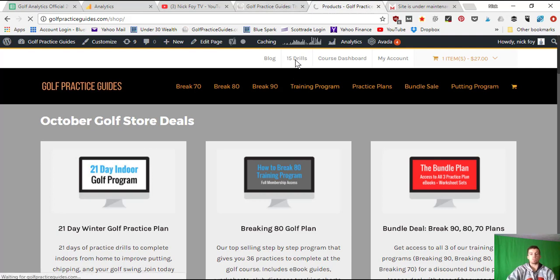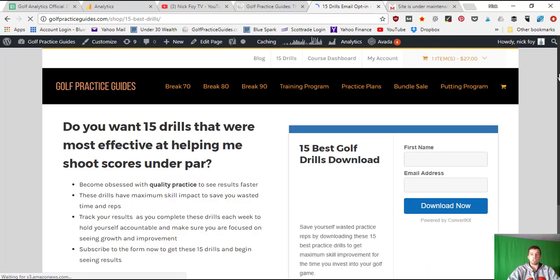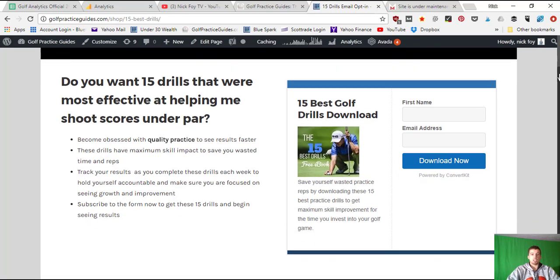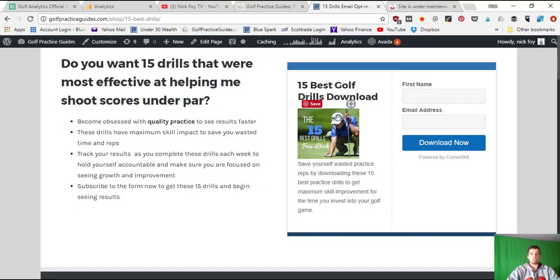So like, for example, when somebody clicks 15 drills right here, it takes them to a landing page where I'm trying to capture their email address to get them onto my email list. So I'm going to give away something of value. In this case, I'm offering them 15 golf drills that help me score under par. When I used to be really good at golf, I could shoot under par on a consistent basis. So I'm going to give them 15 drills that I found to be most effective. That's my free value I'm giving them in exchange for them to give me their name and email address.